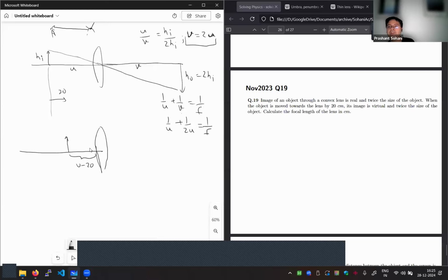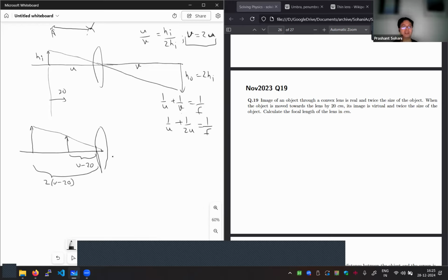And now the image is virtual. So what is the meaning of virtual image? It is found on the same side like this, and it is twice the size of the object. So now again, this distance from the lens to my image will be twice this u minus 20. So I can write this as 2 times u minus 20.